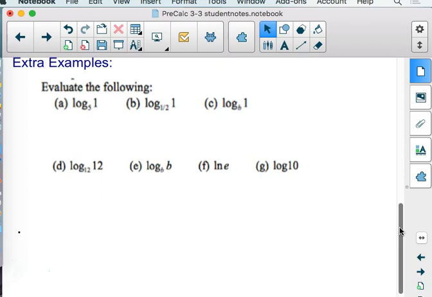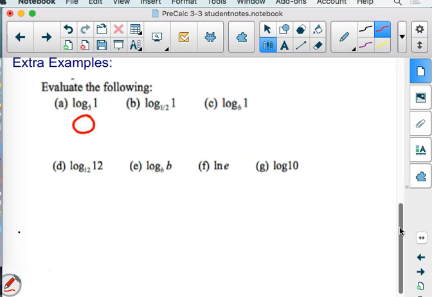All right, let's come together now and see what everybody was getting. So the first one up there says we're going to evaluate the following logarithm base 5 of 1. Ashley, what'd you get for that one? 5 to the 0 equals 1. Well, the next one looks harder. It has a fraction base. Log base 1/2 of 1.